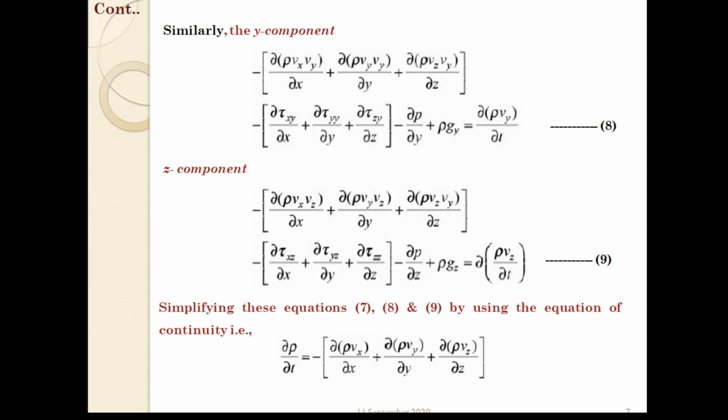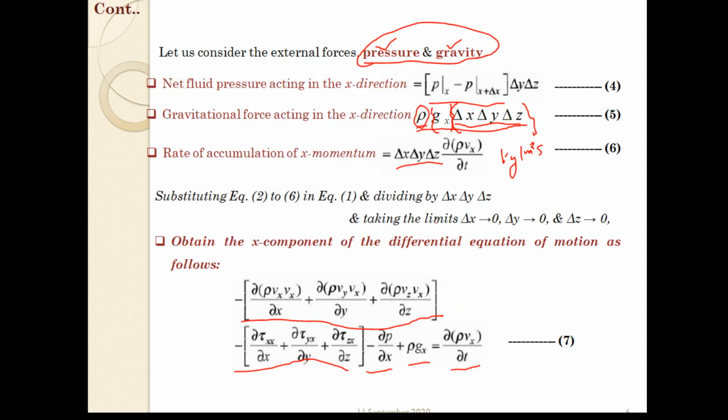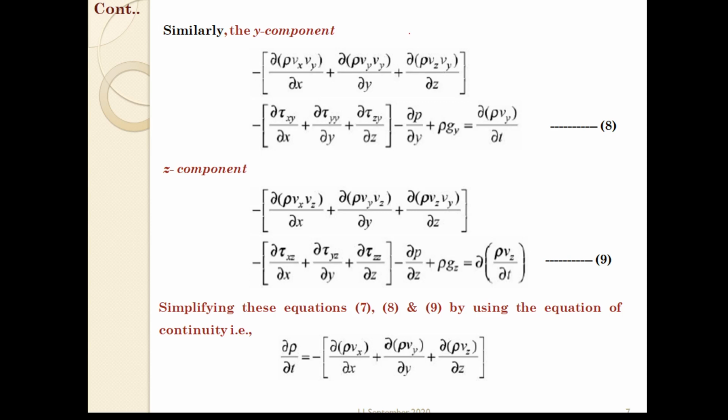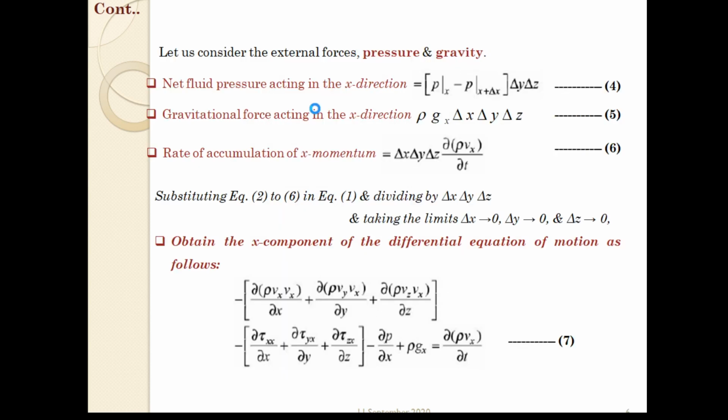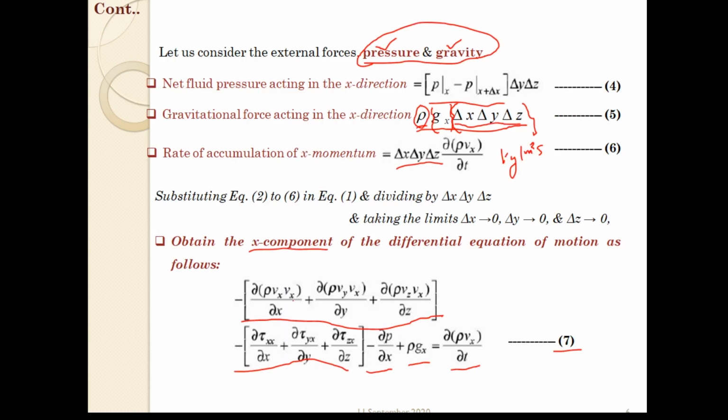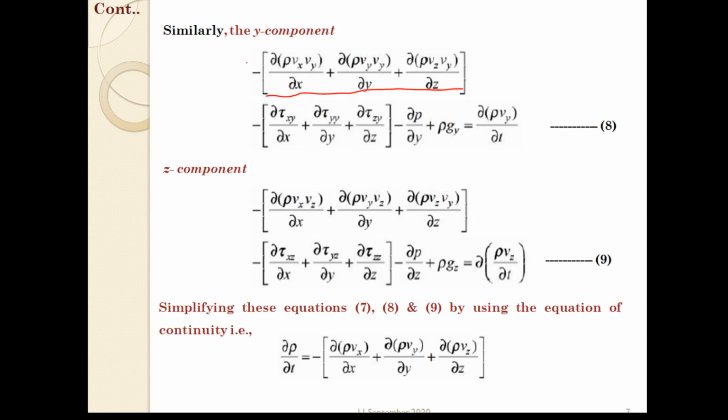Now similarly for the y component, this differential equation of motion we got for the x component is denoted by equation 7. Similarly we can get the equation for the y component also. So here the difference is, here the del rho vx into vx, del rho vy into vx. So here, as it is the x component, it is written here: del rho vx vy, del rho vy vy, del rho vz vy.